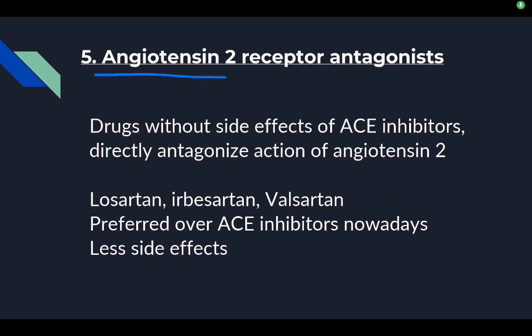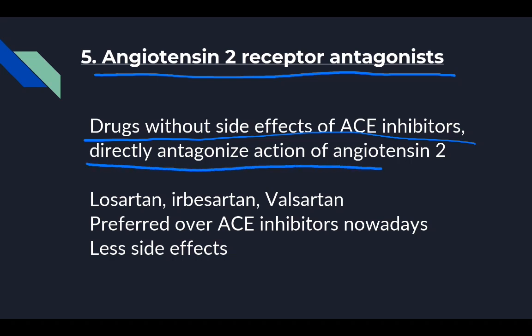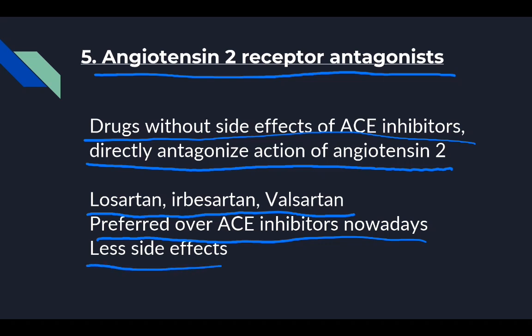Fifth class of drugs is angiotensin II receptor antagonists. These drugs are without side effects of ACE inhibitors. These drugs block the receptors on which angiotensin II works, so they act directly by antagonizing the action of angiotensin II. These drugs include losartan, irbesartan and valsartan. These drugs are preferred over ACE inhibitors nowadays because they have fewer side effects.